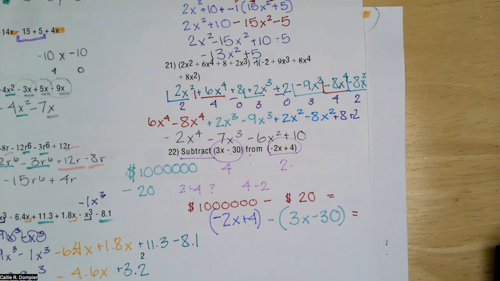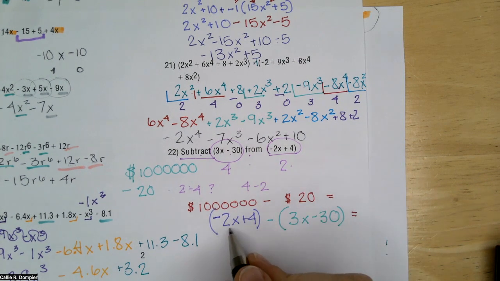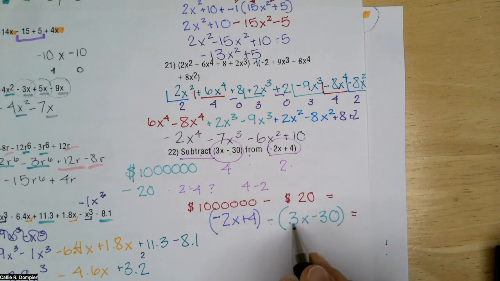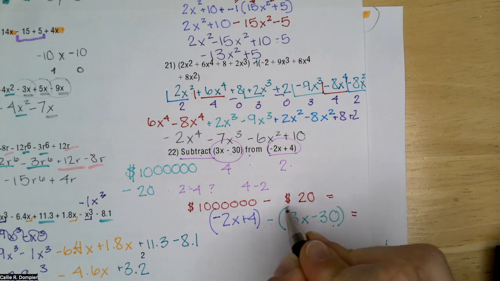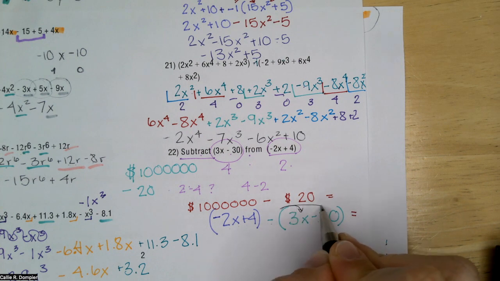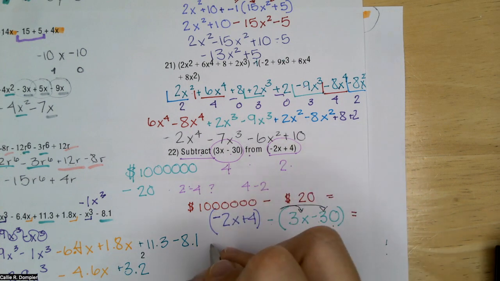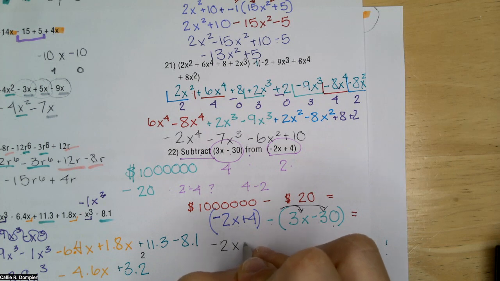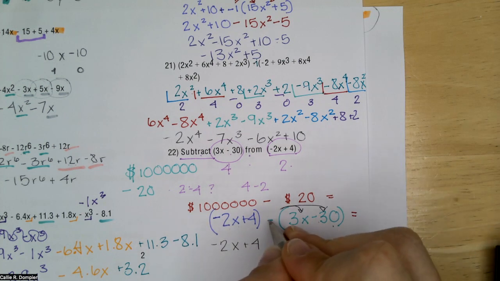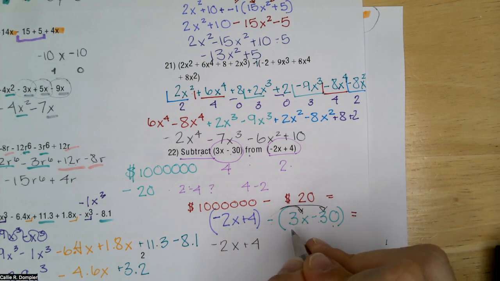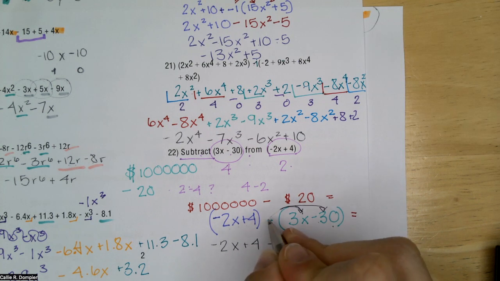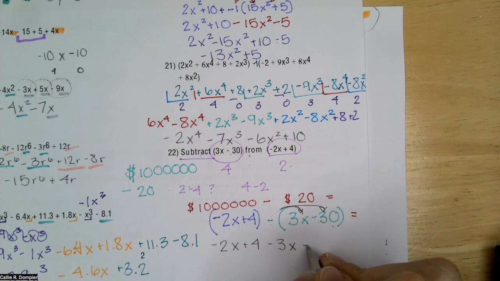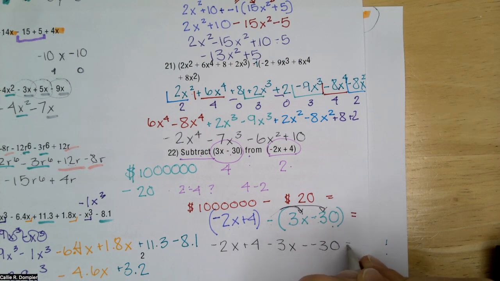Okay? All right. So we have negative 2x plus 4 minus the quantity 3x minus 30. So we have to distribute the negative sign. That stays the same, negative 2x plus 4 minus positive 3x, change the sign. Minus negative 30, minus a negative becomes a positive.